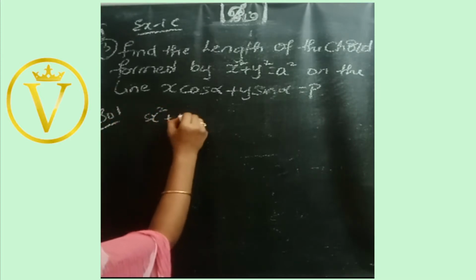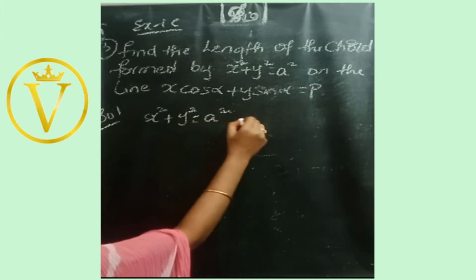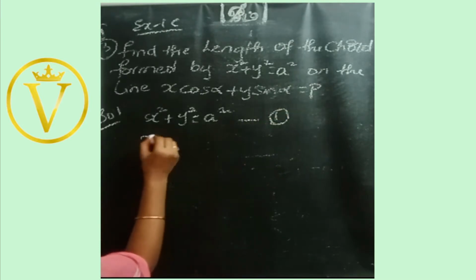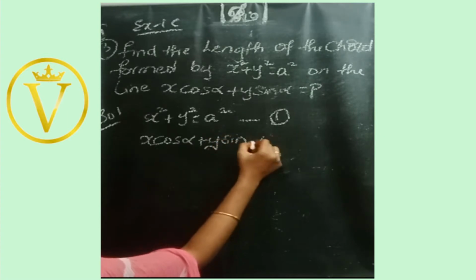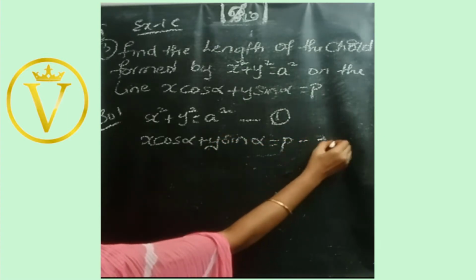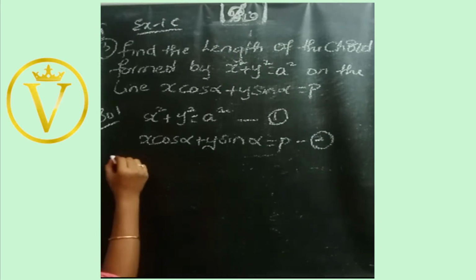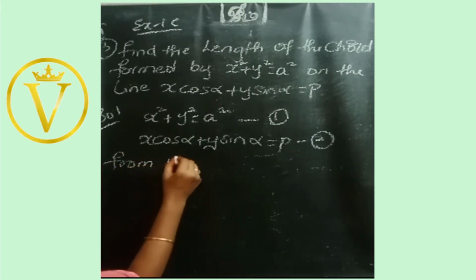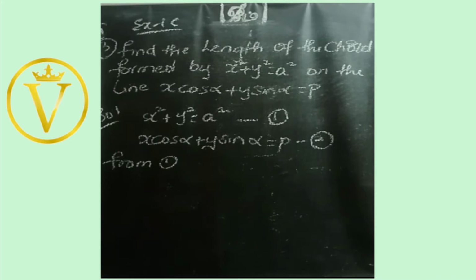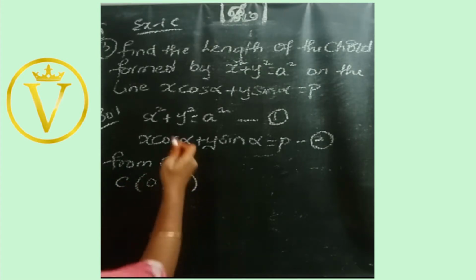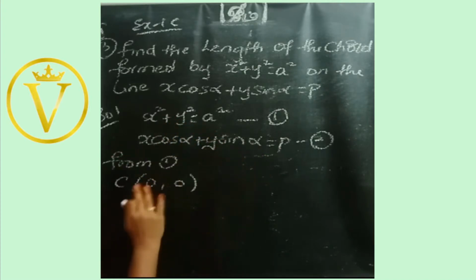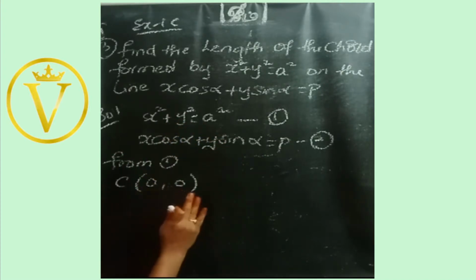First we have to write the given equation. This is the first equation, x cos alpha plus y sin alpha equals p. It is the second equation. From the first, as in the previous problems, we will find g and f. What's the center here? Center is 0, 0. Why? Here there are no g and f, so the center will be 0 and 0.